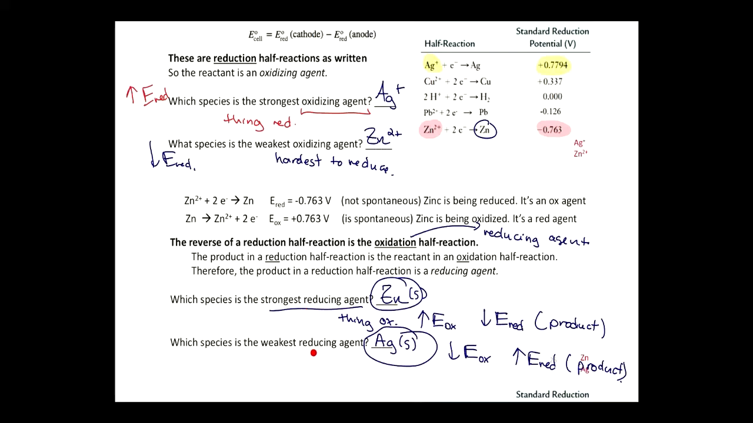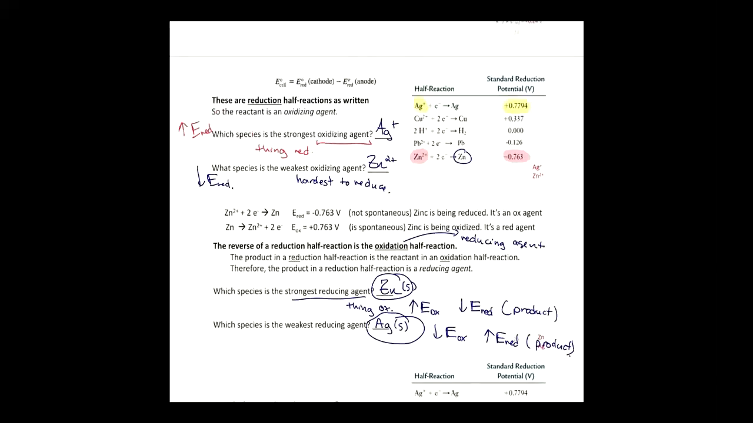Same thing for the weakest reducing agent. The weakest reducing agent is the product of the substance that is easiest to reduce, in this case silver plus to silver solid, really easy at being reduced. So this direction is very favorable, but going in the opposite direction, silver to silver plus, is very, very difficult. So that would be the weakest reducing agent, since it's the thing that's being oxidized.